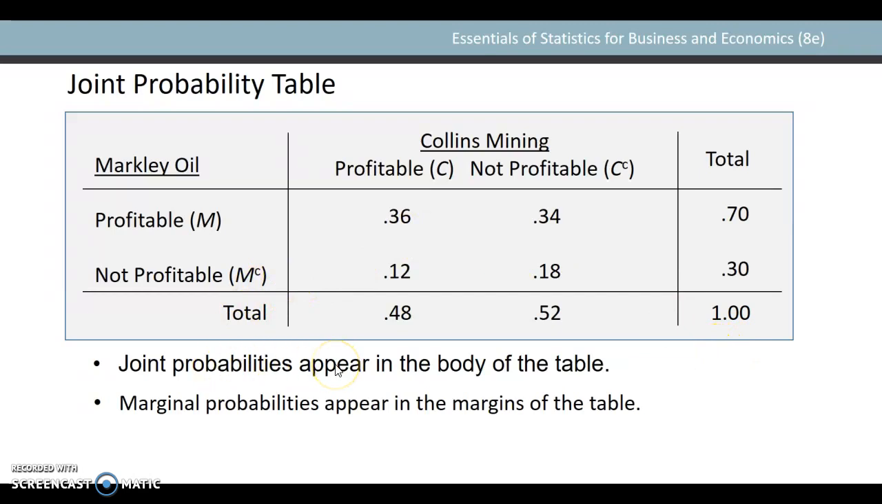Okay, joint probabilities appear in the body of the table. These are joint probabilities. Marginal probabilities appear in the margins of the table. These are marginal probabilities.